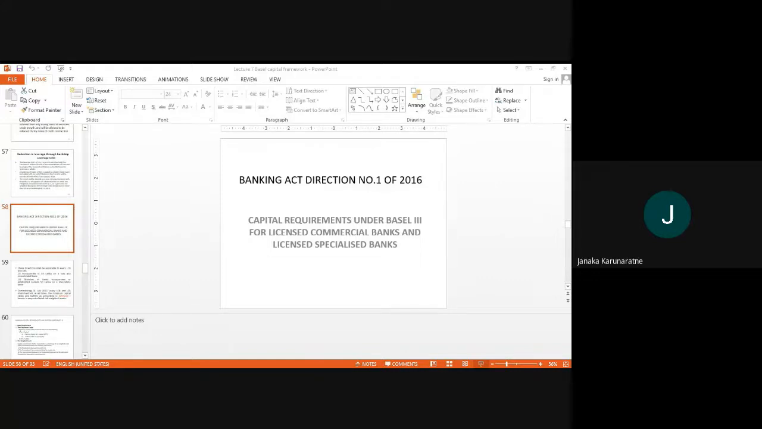Can someone tell quickly? Puresha? So an additional buffer was introduced with this 2.5%. Okay, what do you call it? Capital conservation buffer, yes, capital conservation. Then what else?